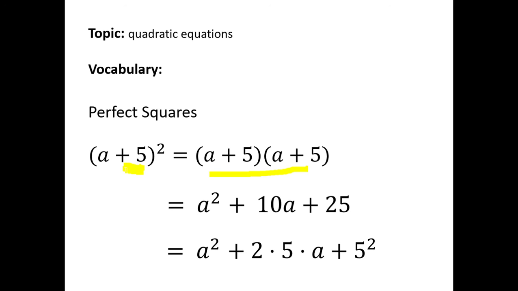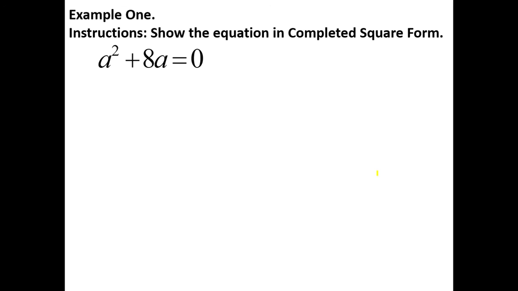So the number in your factor, the plus 5, multiplied times 2, gives you the center number in your quadratic equation. So 2 times the 5 gives you 10. And the number on the end of your quadratic equation is the second term in your factor, the 5, squared. So 5 squared gives you the 25. All right, so using those two facts, let's make a completed square form of a perfect squares quadratic equation.